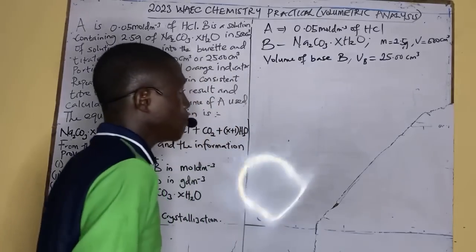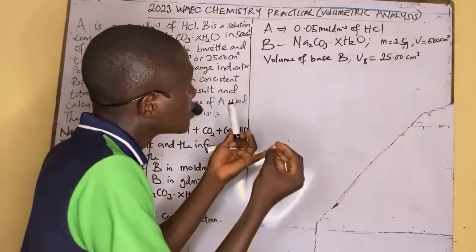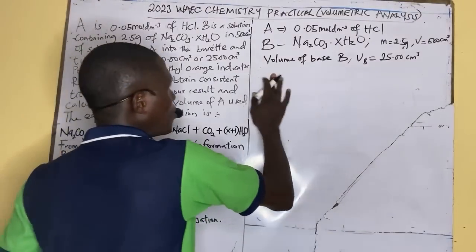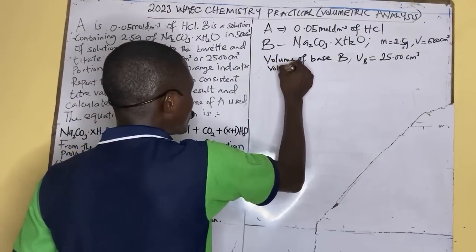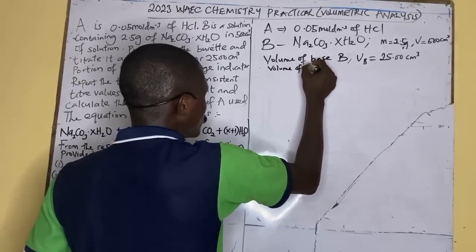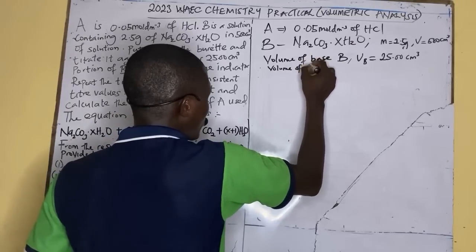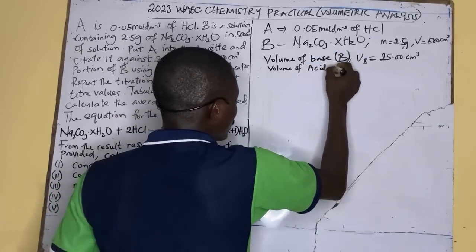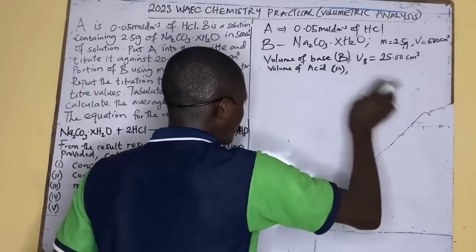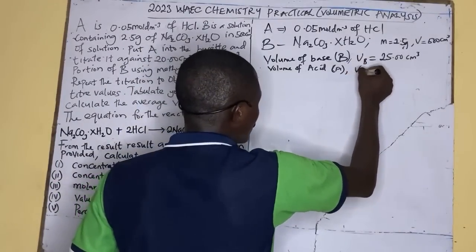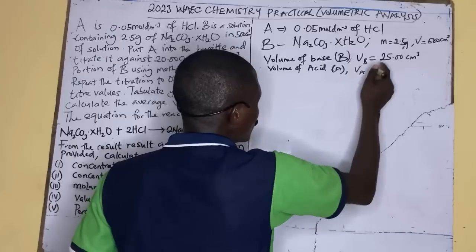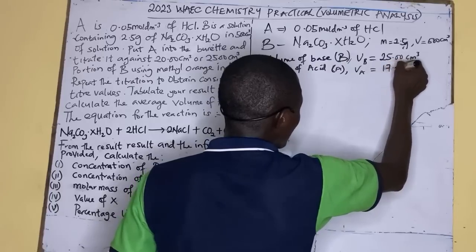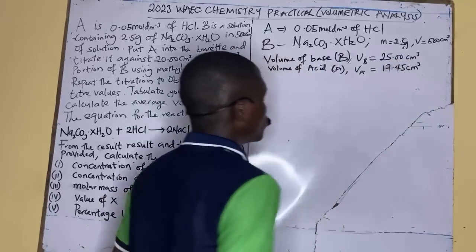What I'm doing is writing out the words, the information that you have obtained or used for the experiment. I'm just trying to familiarize you with what we do. The term VA is the volume of acid A used. VA is equal to 17.45 centimeter cube.